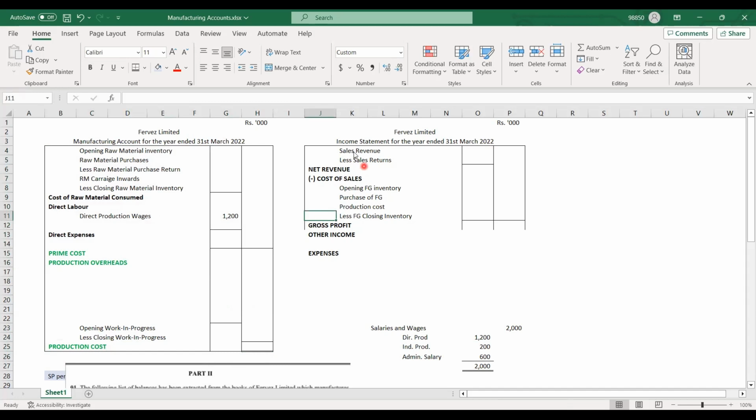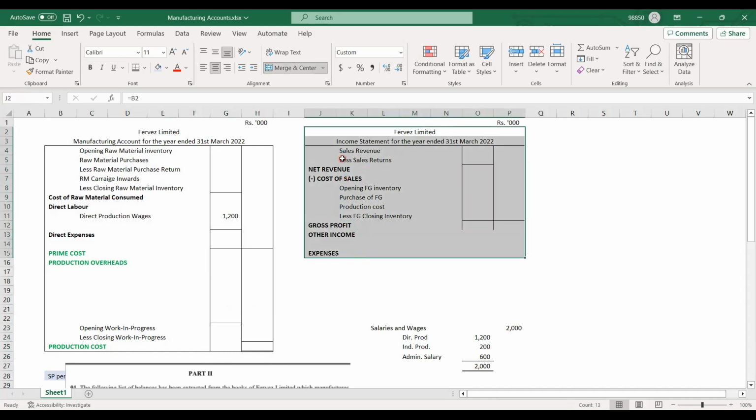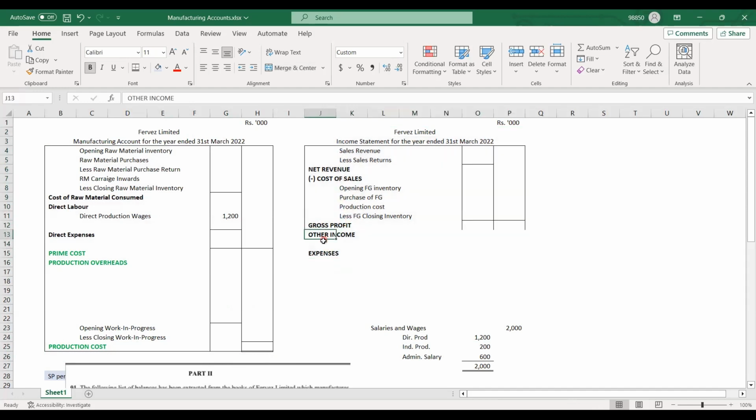So even in the income statement, up to this point, everything is quite fixed. You know, sales minus sales return, and then you have cost of sales. So that equation is also always the same. And then you have other income. You can maybe leave one line. If it's not there, you can just put a blank. And expenses, and then leave the rest of the page blank after that.